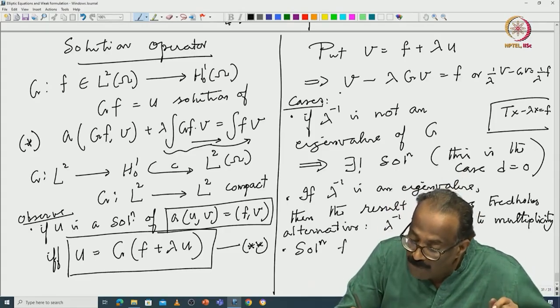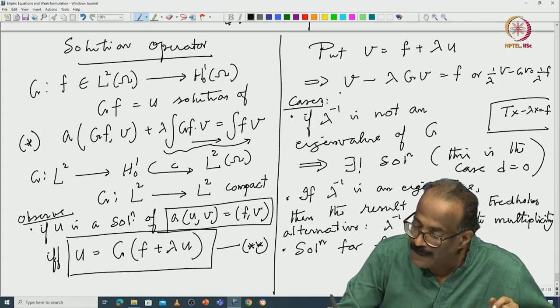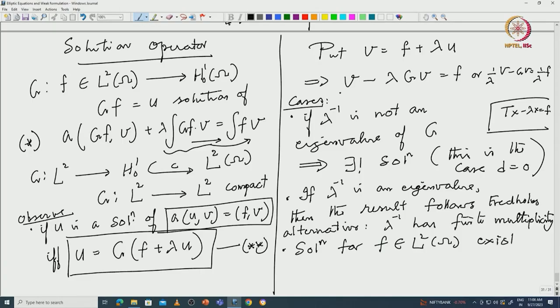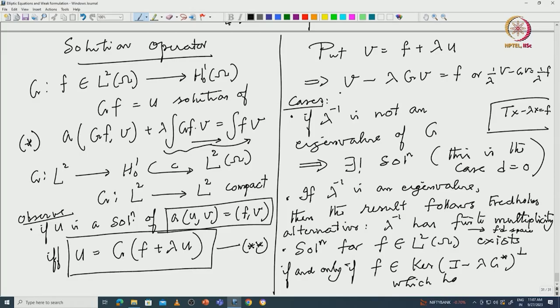Now, the solution for f in L2 of omega exists if and only if, so there exists a finite dimensional space, that also gives you a finite dimensional space, if and only if f is in the kernel of I minus lambda G star, perp, which has the same dimension. So, that is a very good application of your Fredholm alternative.